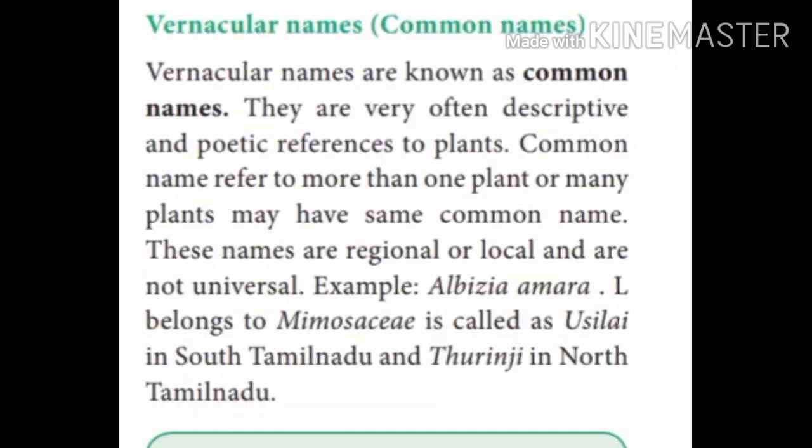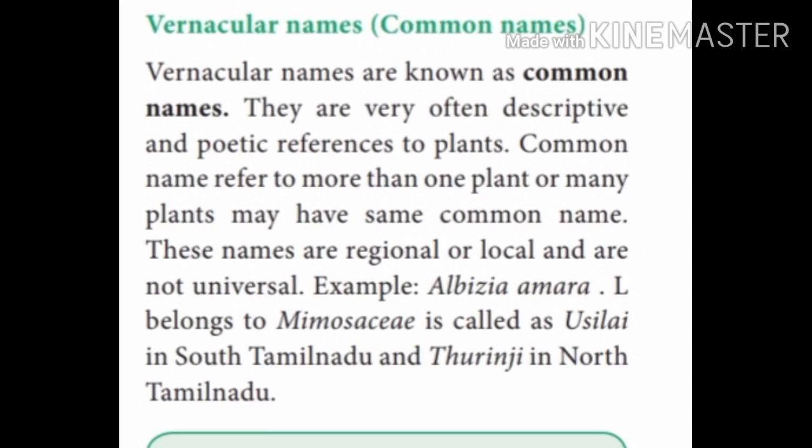The next topic would be vernacular name. Vernacular name is the common name that is given for a particular place. For example, Albizia amara belonging to Mimosaceae is called Usilai in South Tamil Nadu and Thurinji in North Tamil Nadu. The same plant is called by two names but in two different places. So we call this a vernacular name, or the common name. It can refer to more than one plant, or many plants may have the same common name.